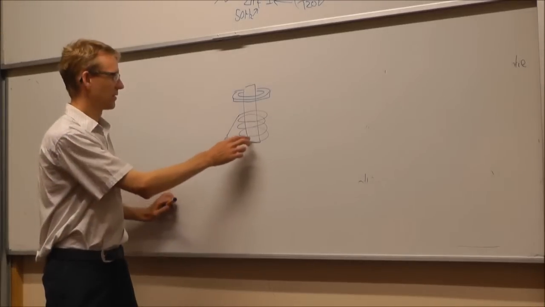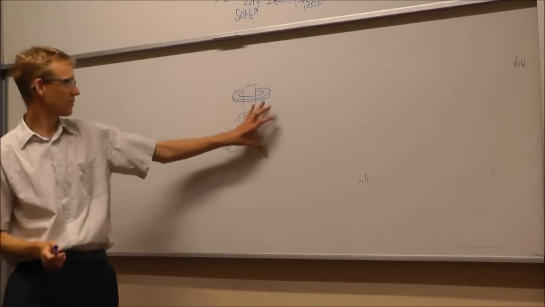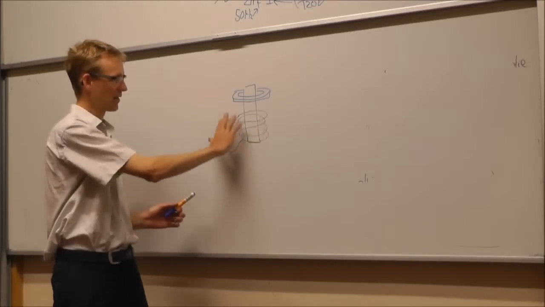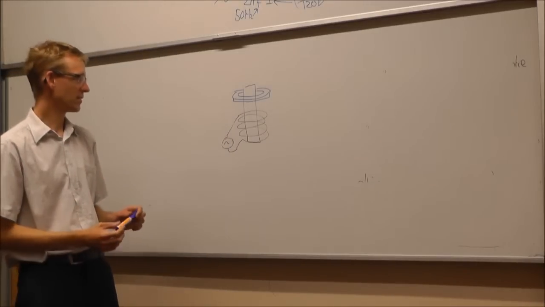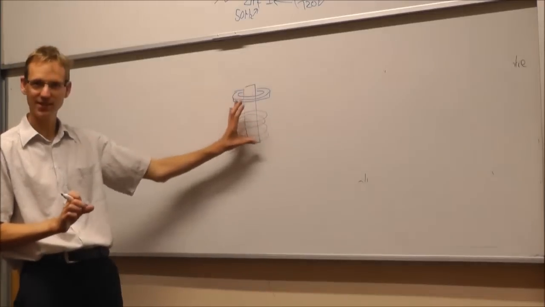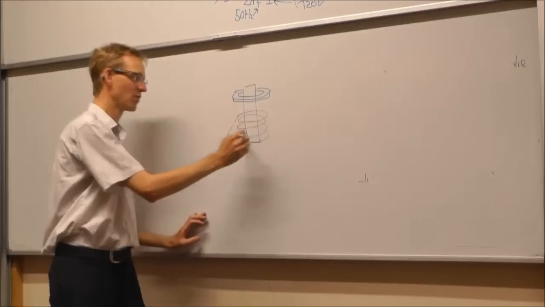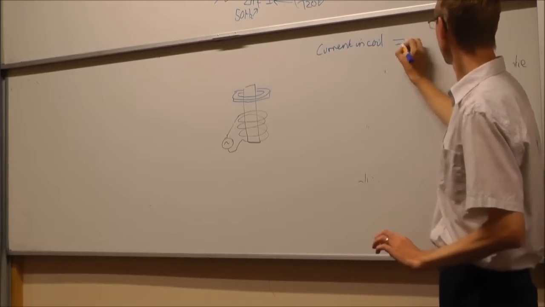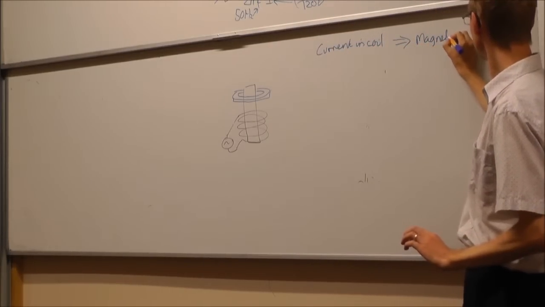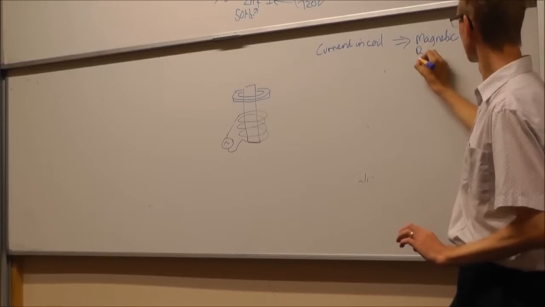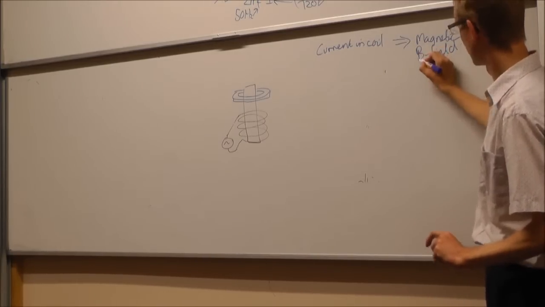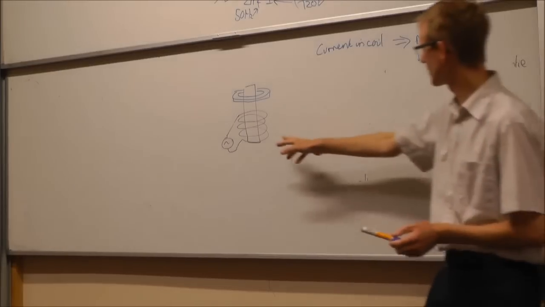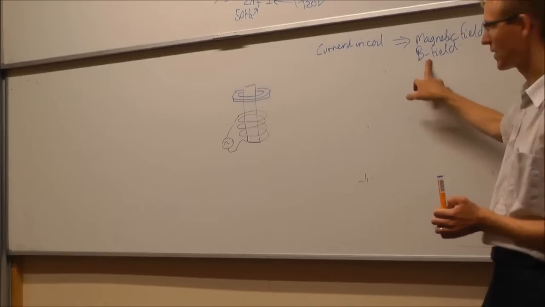Okay, so what we need to think about is what's happening with our electromagnetic fields. So you've got an AC source, a coil. Current in a coil is going to generate the magnetic field, B field. Okay, and this is an alternating current. So what we've got is then an alternating B field.